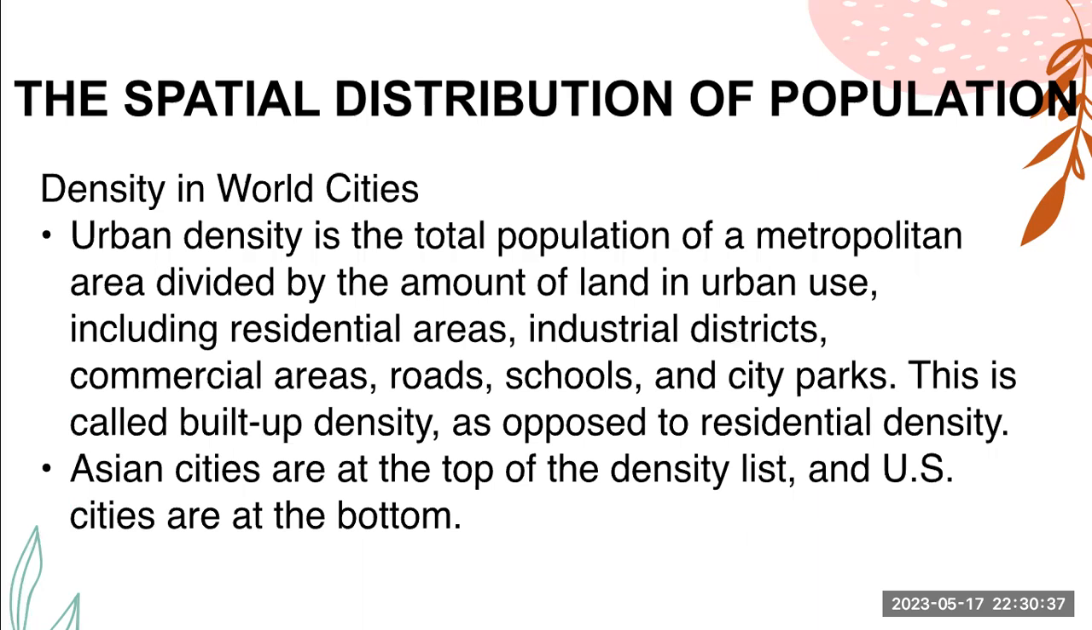Density in world cities. So urban density is the total population of a metropolitan area divided by the amount of land in urban use, including residential areas, industrial districts, commercial areas, roads, schools, and city parks. This is called a built-up density as opposed to residential density. And Asian cities are at the top of the density list, and US cities are at the bottom.